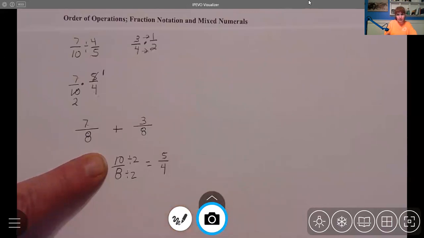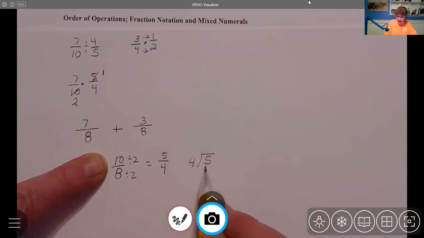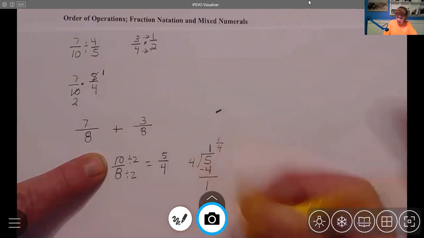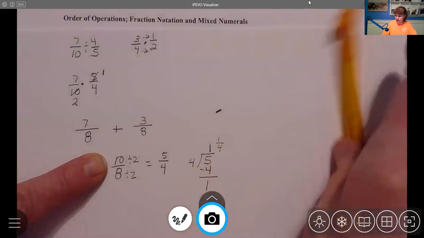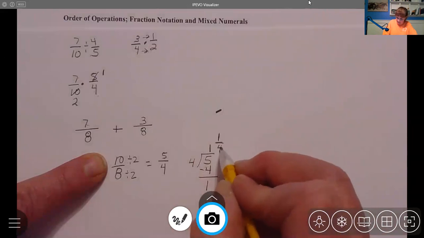Otherwise, if they want a mixed number, you're going to take 4 into 5. When that's larger, you have to do this step. So 4 times 1 is 4. 1 and 1/4. Oh my goodness. I'm doing well with pencils today.